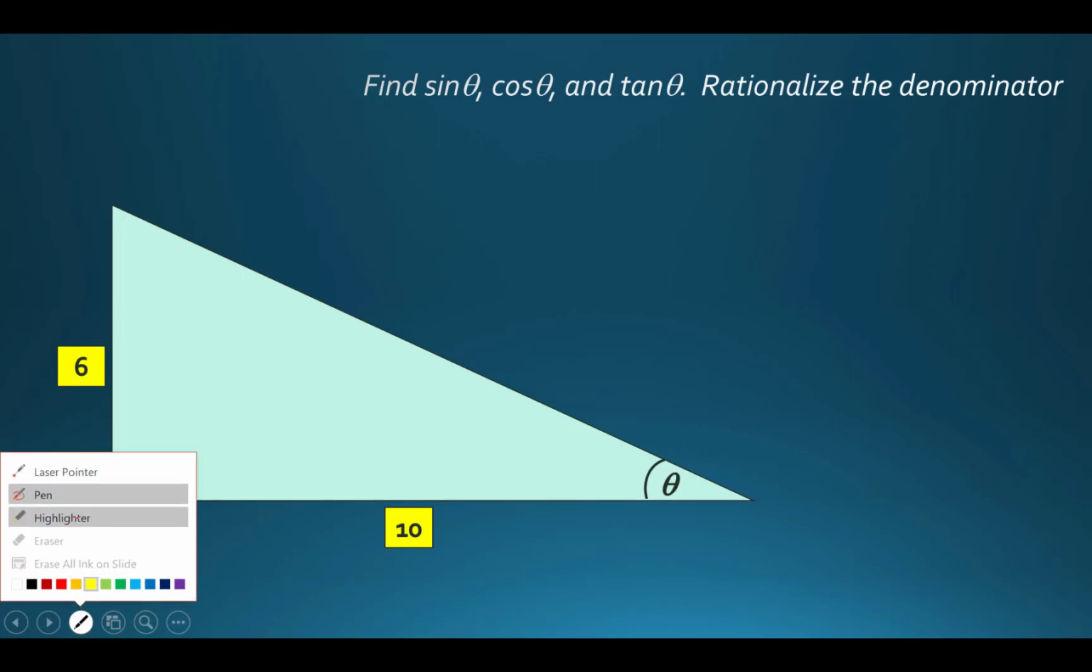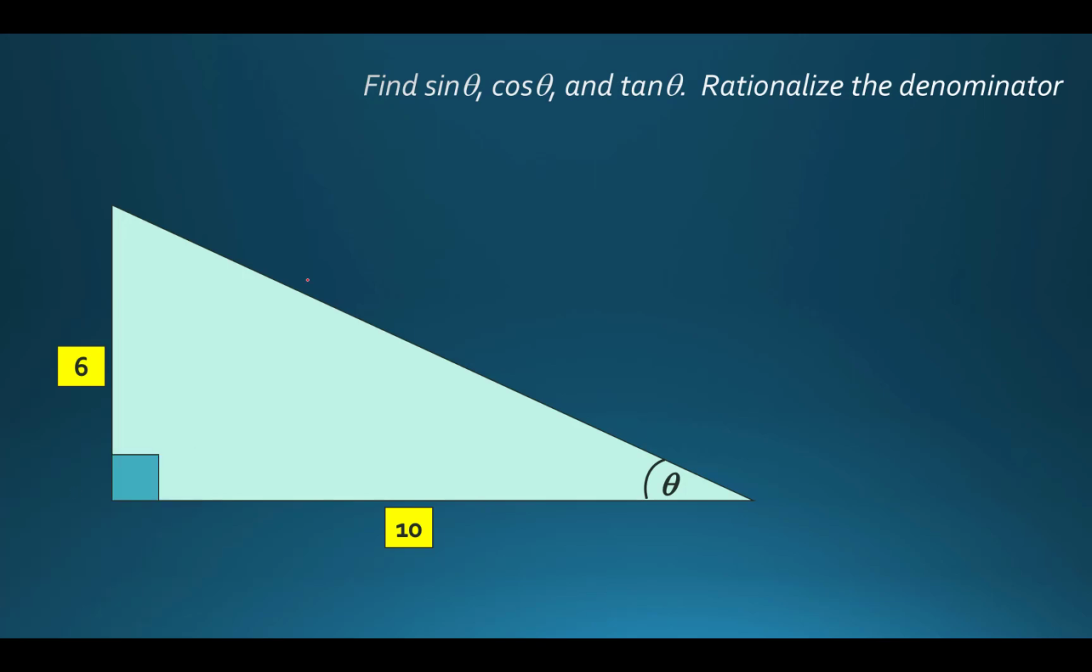So let's see. So again, this is going to be my C. So I've got 6 squared plus 10 squared equals C squared. So it's 136 equals C squared.